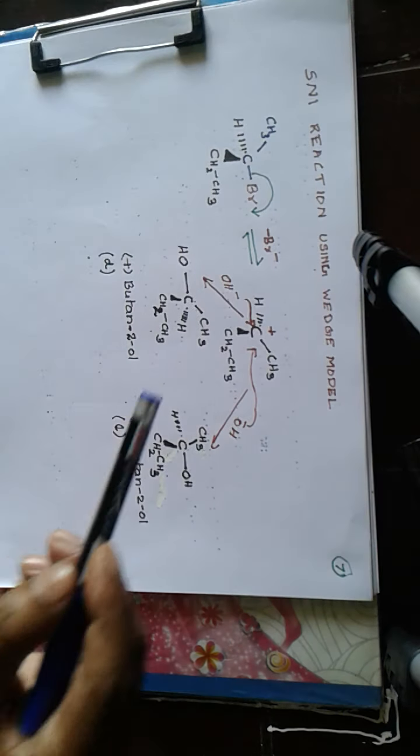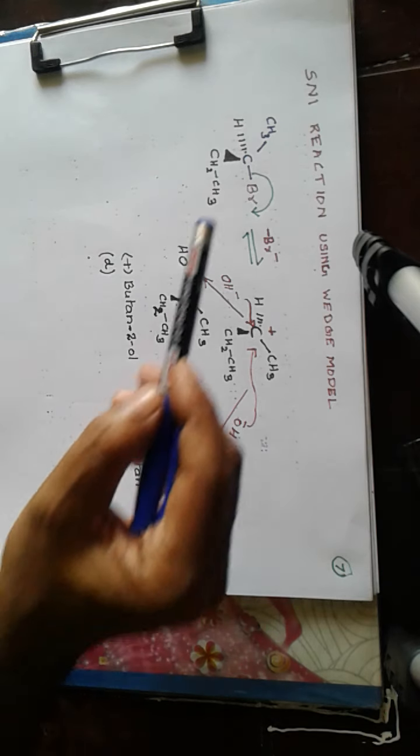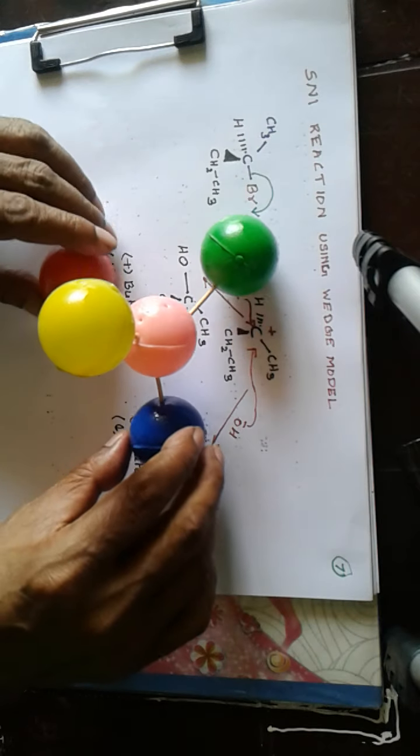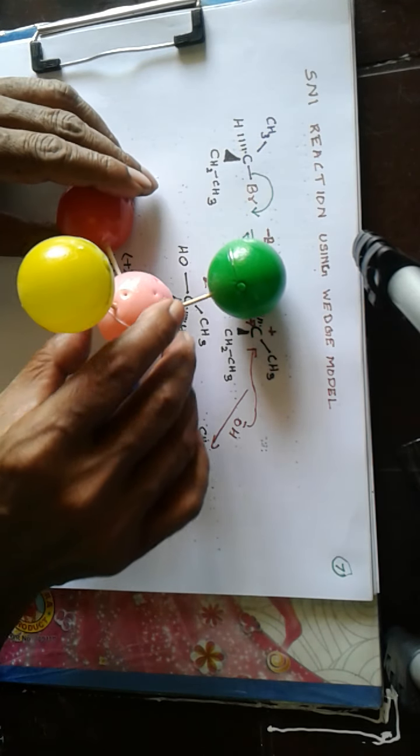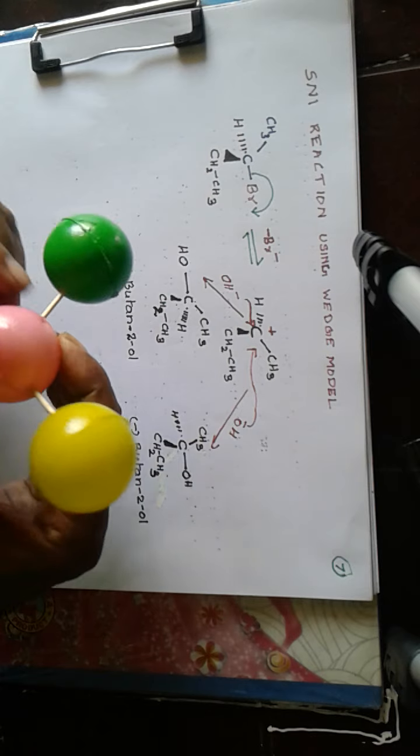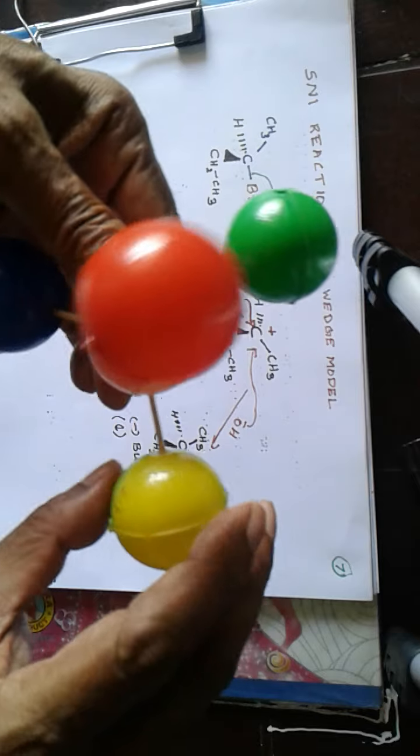Now, assignment of configuration using the wedge model. Here, suppose we take this model and we consider this yellow ball as hydrogen, then this blue ball as ethyl group, so that the green ball is methyl.